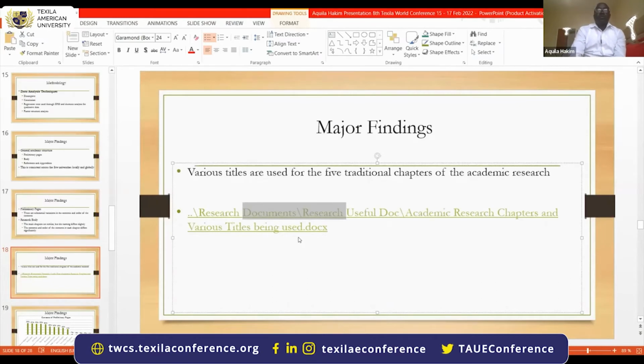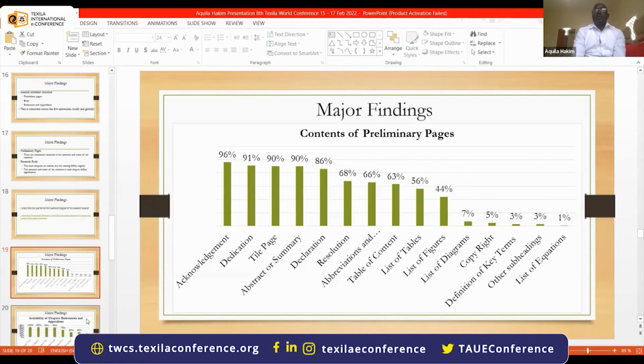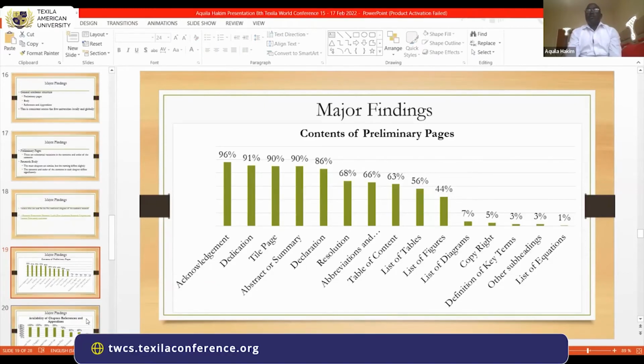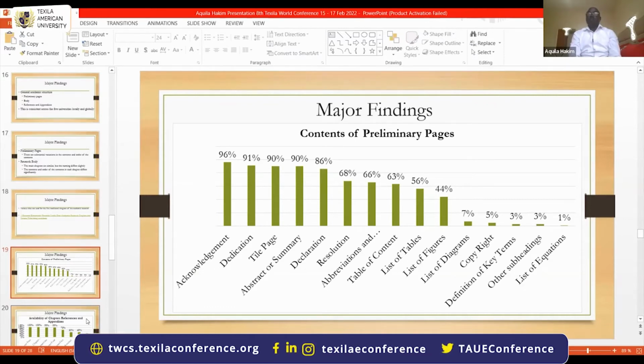This is supposed to show the variation of the titles and the chapters that are used in academic research. The content of the preliminary pages. These are some of the content that were found to be some of the most common use for content in the preliminary pages.